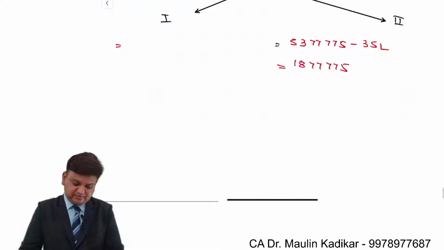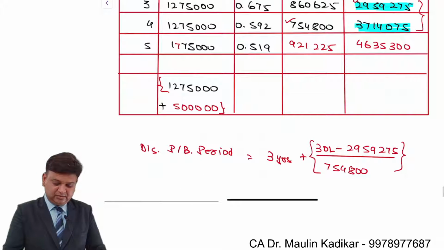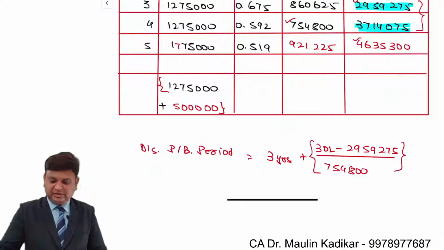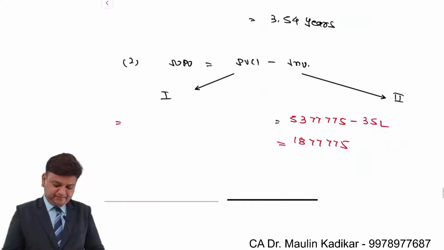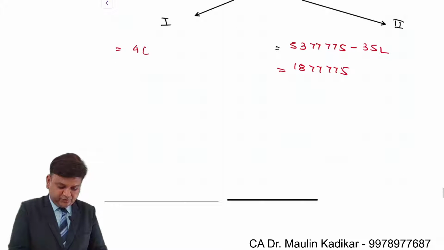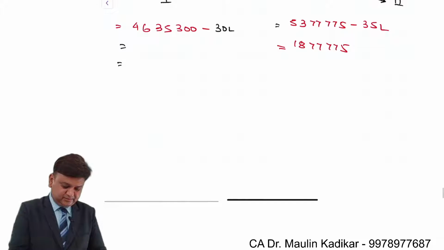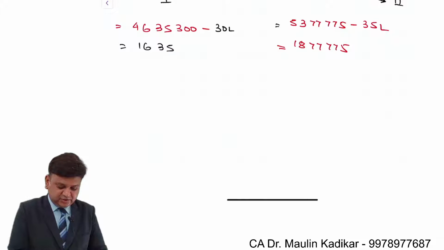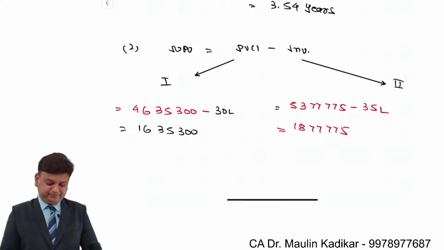For the first option, the present value of the cash inflow is this, 46,35,300, and investment is 30 lakhs. So 46,35,300 minus amount of investment, 30 lakhs. So NPV is 16,35,300. This is the way the NPV is calculated.